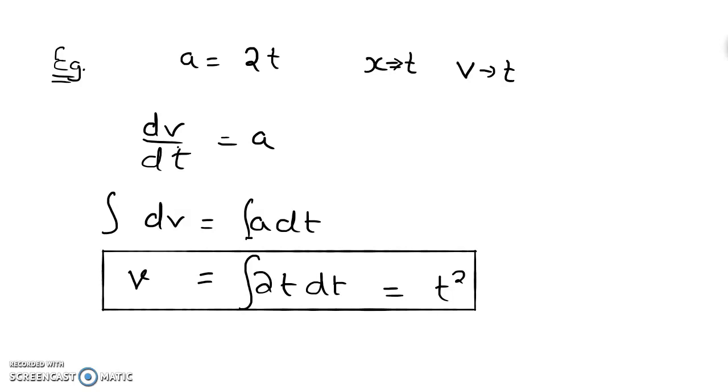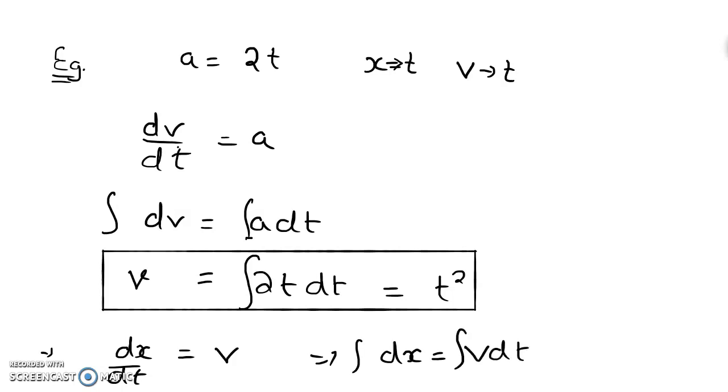And if I need to know x as a function of t, what would I do? Again integrate v. dx by dt is velocity, so dx would be v dt. On integrating this, the integration of v dt gives t cube by 3. Okay then, thank you.